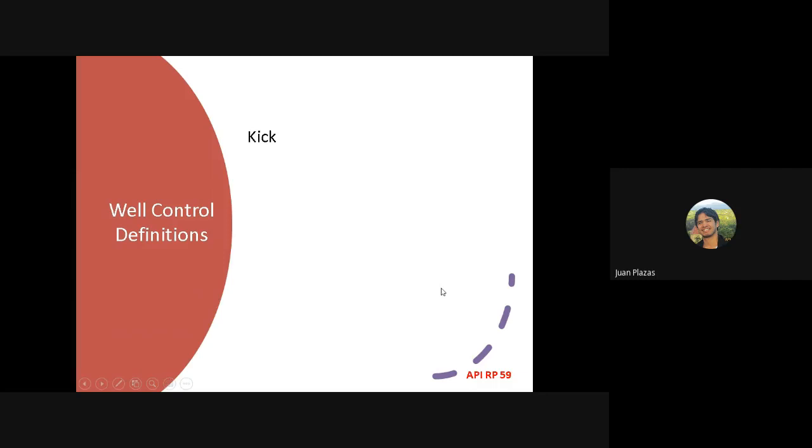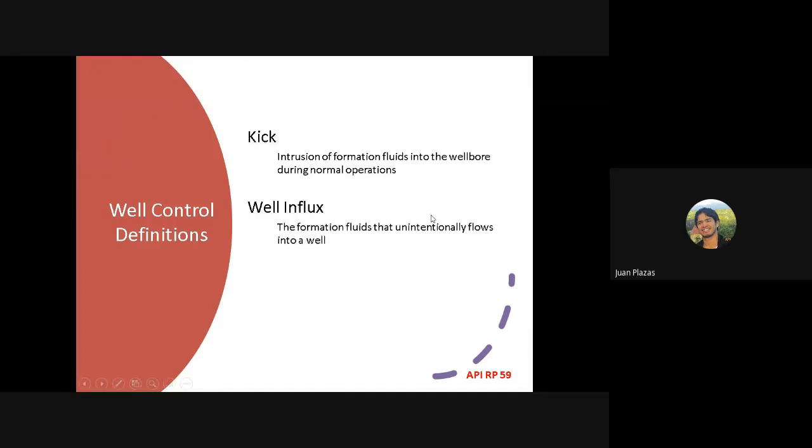The first definition we need to have clear is the definition of a kick. What is a kick? A kick is known as an intrusion of formation fluids into the wellbore during a normal operation. Normal operation for us is drilling. An influx, or well influx, is formation fluids that unintentionally flow into a well. It's very important to know what unintentionally means: you don't want this to happen. That's the main idea. So you don't want to have an influx.